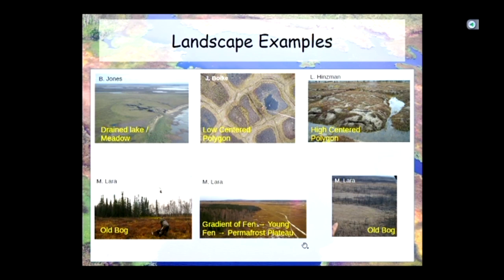And then for the boreal forest, here's some bogs with some islands of spruce and birch. Here's a gradient of bogs going from old bog to old fen to young fen to a permafrost plateau, and then just some old bogs. So these are what we're looking at simulating.